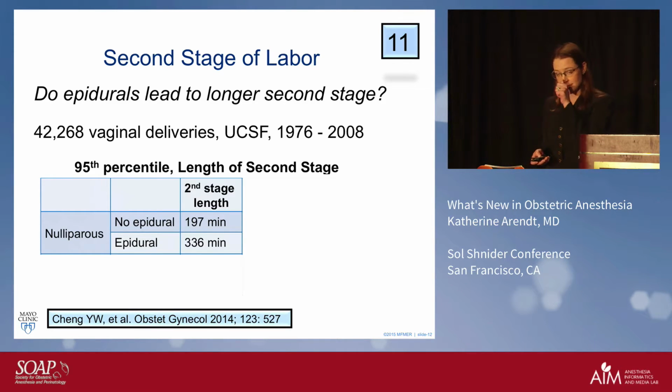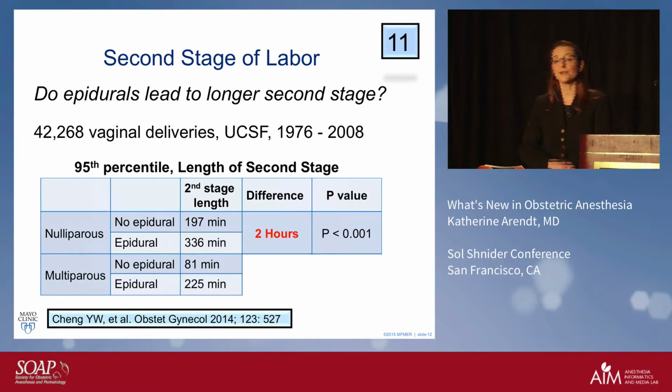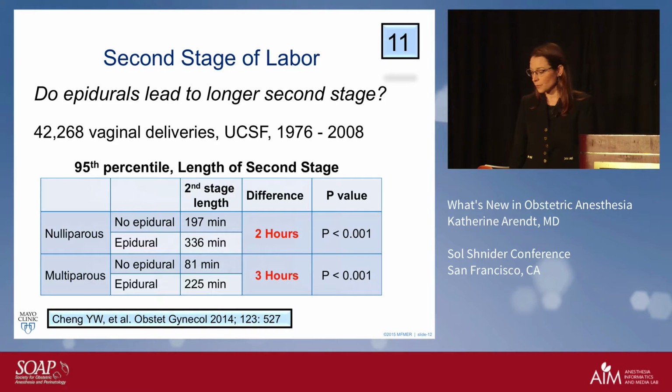And look at these numbers. Among nulliparous women that had no epidural, the 95th percentile for the length of second stage was 197 minutes. Amongst nulliparous women with an epidural, that length of second stage was 336 minutes, for a difference of 2 hours. And among multiparous women, that difference was 3 hours. Unbelievable. However, there are problems with this study.